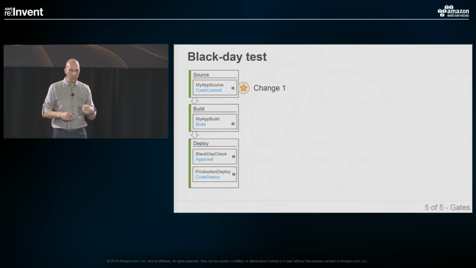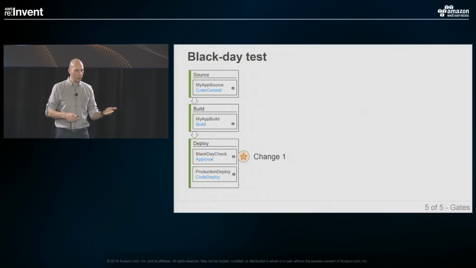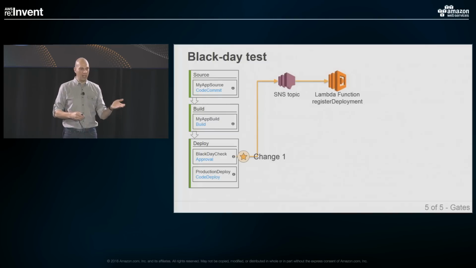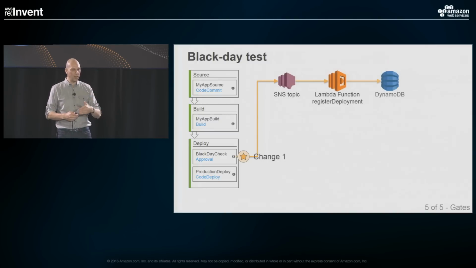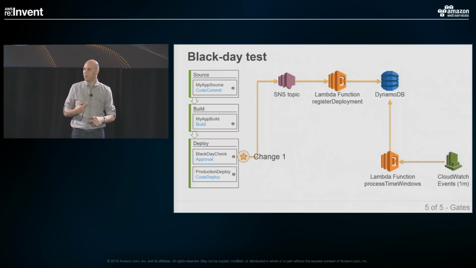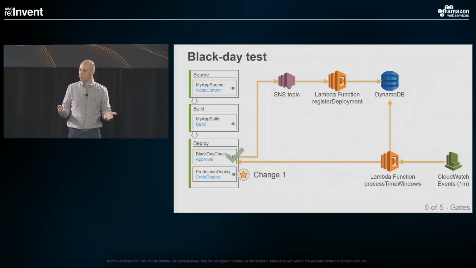So let's use an approval action to build a system that halts deployments. And so when a change rolls through and we have an approval, a black day approval, we can fire off a message on an SNS topic. We can have that call a Lambda function, and we can write that data to a DynamoDB table. So we'll have our black day information in that, the current date in that DynamoDB table. We'll then have a Lambda function that runs in the background that polls that DynamoDB table, and if we're not in a sensitive day, we can approve the pipeline approval.